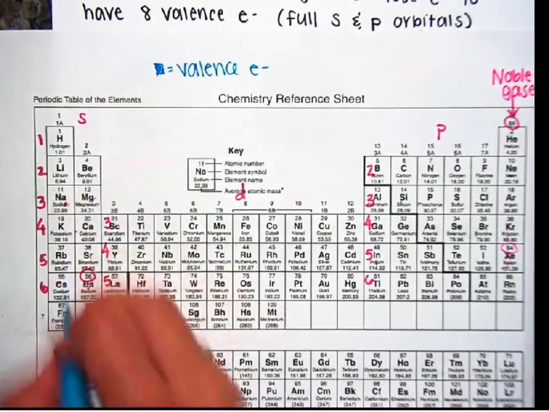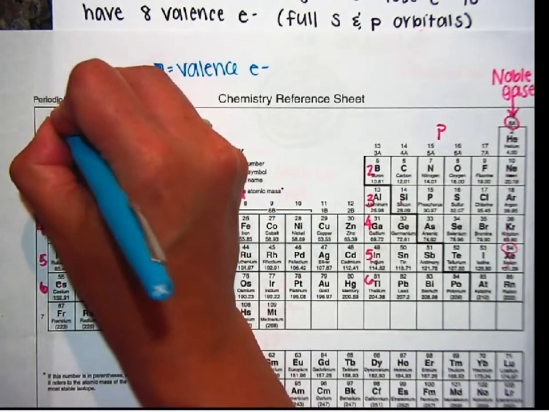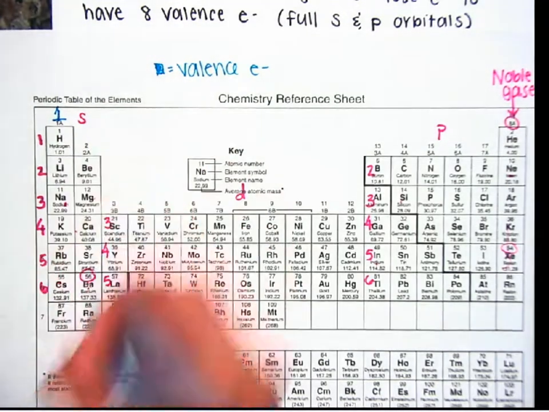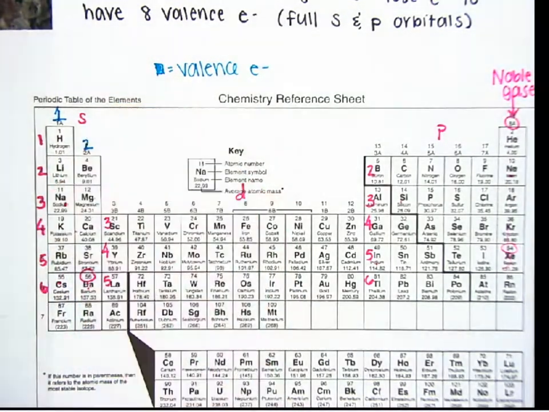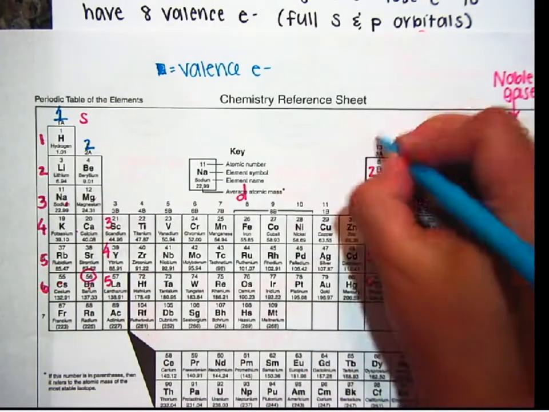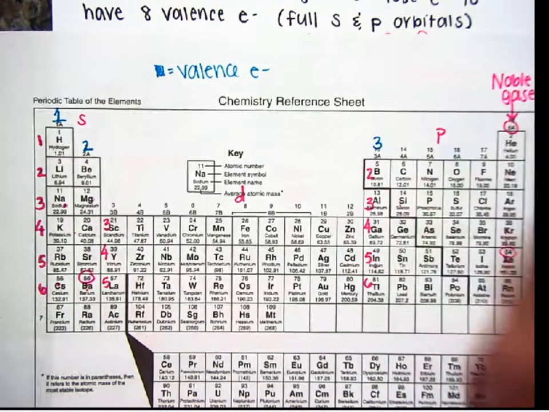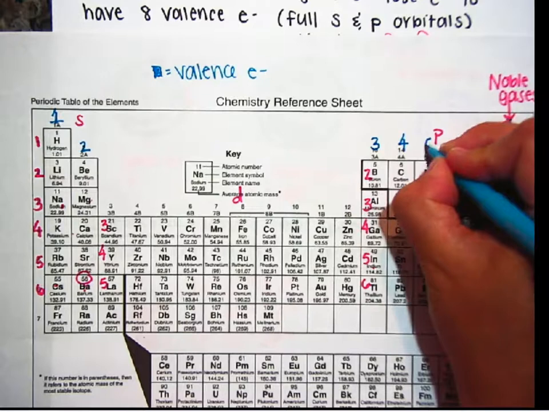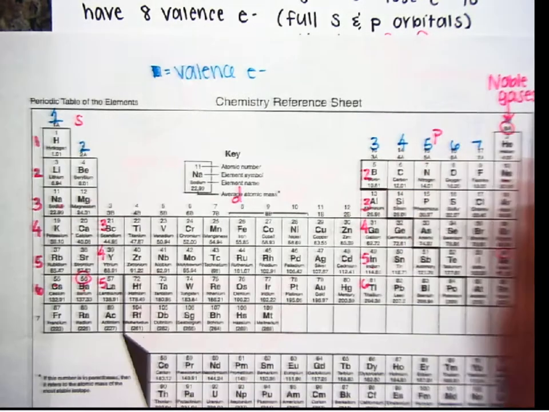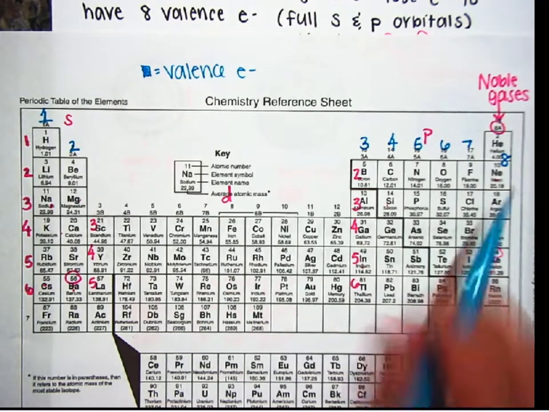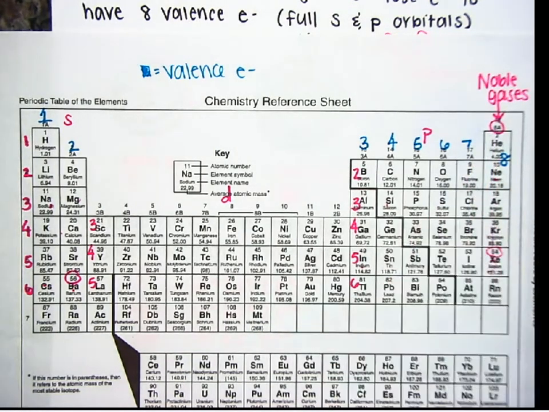So everything in group 1A has 1 valence electron. Every atom in group 2 has 2 valence electrons. We're going to skip the d block. Everything in group 3A has 3 valence electrons. 4A has 4, 5, 6, 7, and 8. Helium is the only exception. Helium has 2 valence electrons.